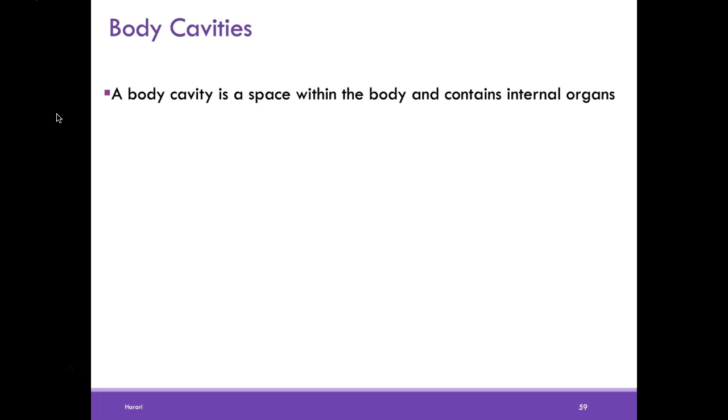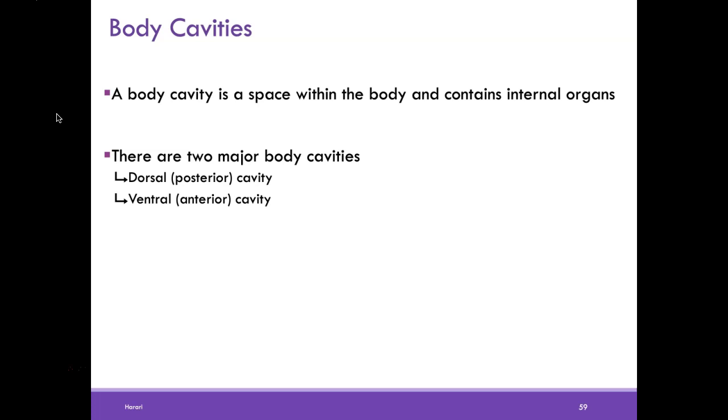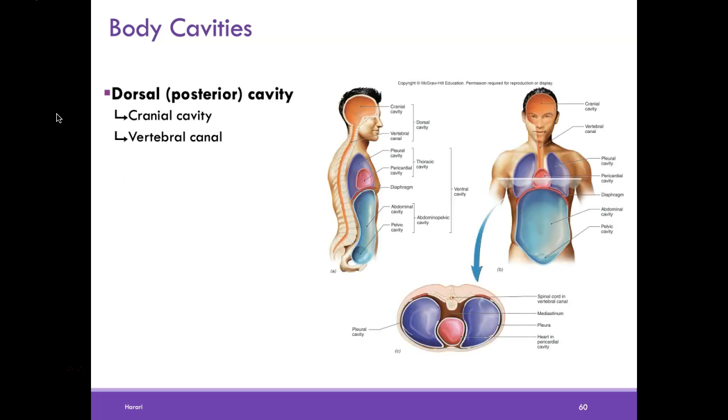So the body wall encloses multiple body cavities, and each is lined with a membrane and contains internal organs called viscera. So the body cavities are spaces that contain organs. We have two major body cavities. We could divide it into the dorsal or posterior cavity and the ventral or anterior cavity. There are other ways you could divide it, but we'll talk about those two as the major two. The dorsal or posterior cavity consists of the cranial cavity and the vertebral canal. This is the housing of the nervous system.